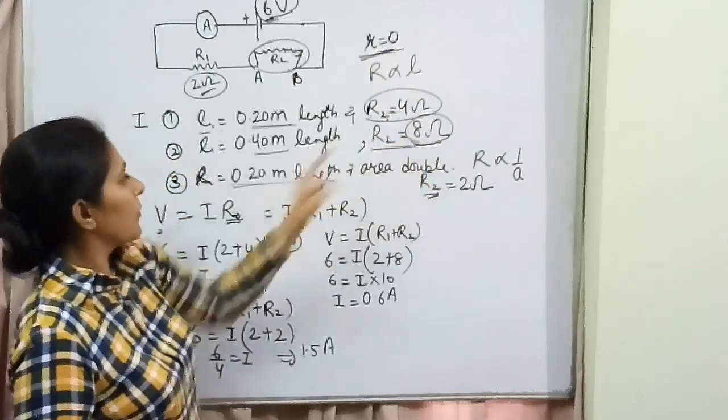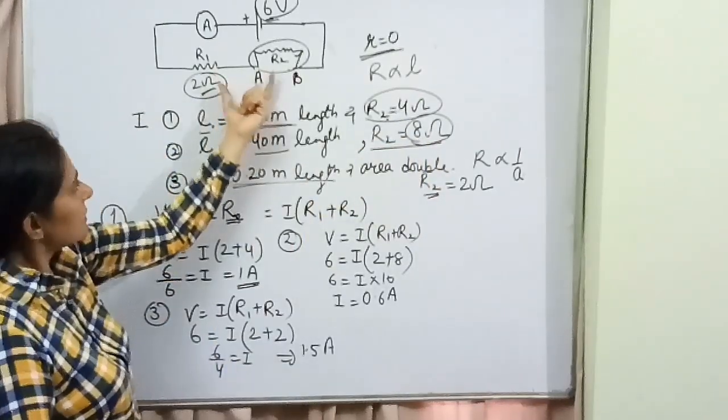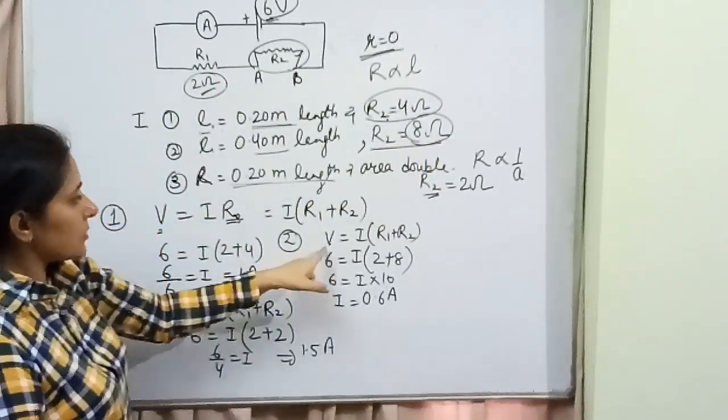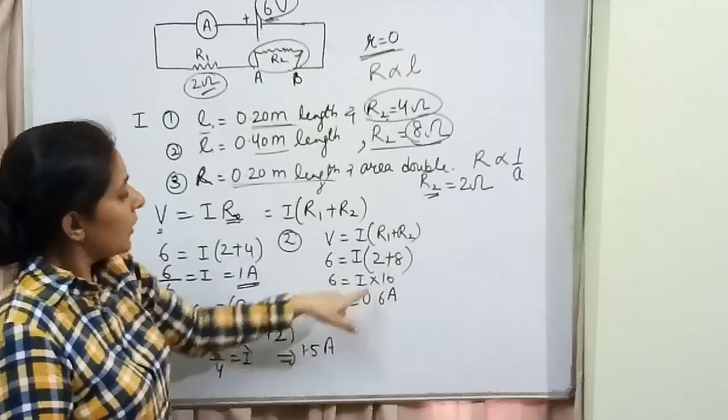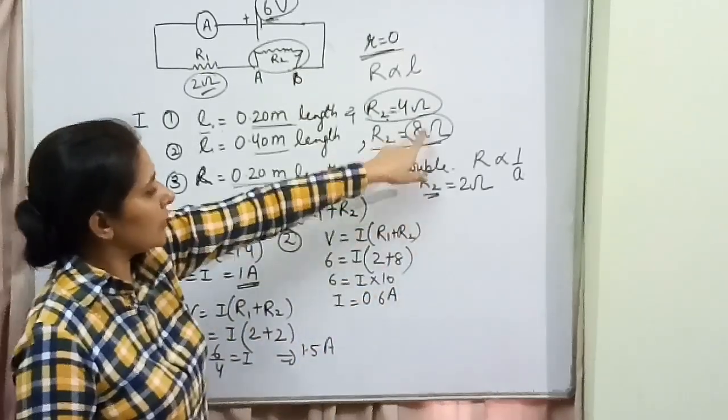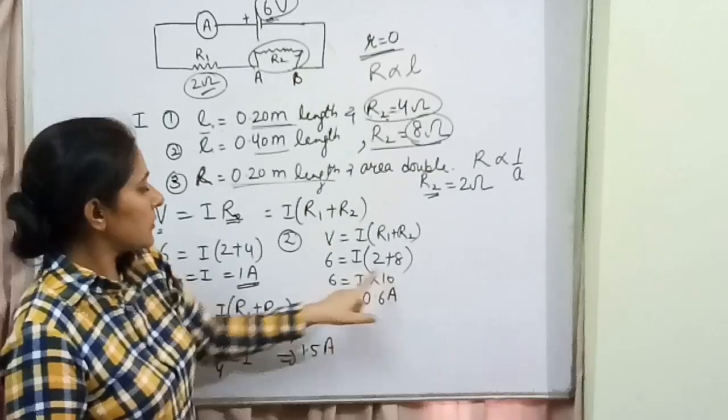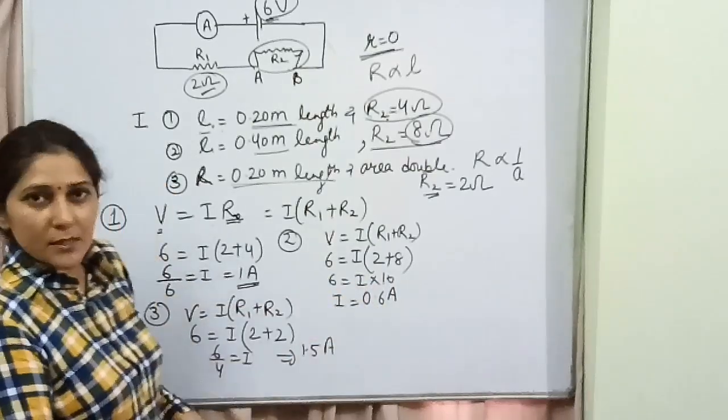So that will be 8 ohm. Again these two are in series, so again we are adding these two. V is equal to I (R1 plus R2). R1 is 2, R2 we calculated as 8. So this is I into 10. I will be 0.6 ampere.